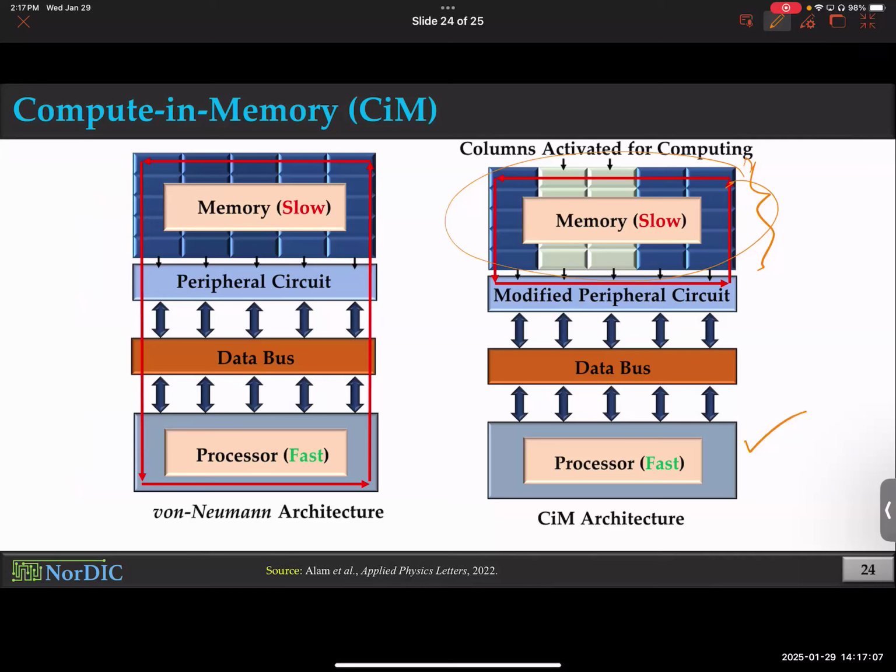Notice your processor is still there. The data bus is still there. The only thing that changed is this modified peripheral circuit. So you are still pretty much using the von Neumann architecture, but you have modified it a little bit to make your memory more active and more participating in the computing process rather than what it used to do.